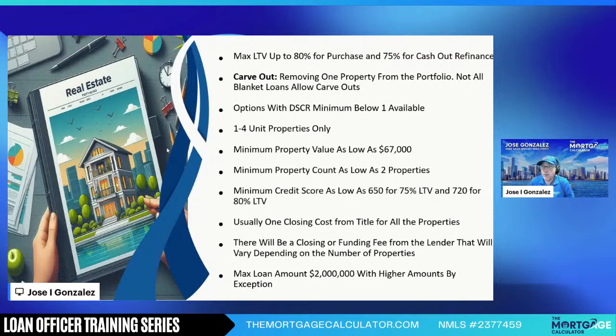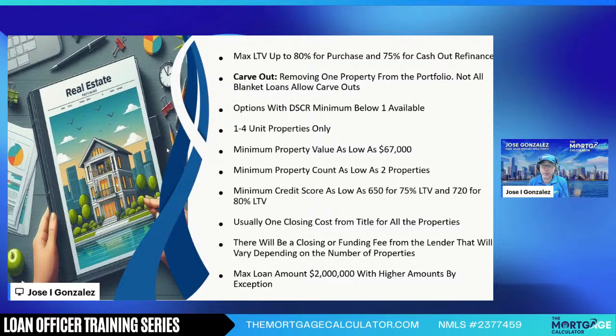Now, one of the nice points to consider with the blanket loan is that usually you're only going to have one closing cost from title for the loan, right? Now, they may adjust that closing cost if it's a blanket loan with 10 or 15 properties, but usually only one closing or settlement cost, as we like to call it. But do please note that there will be a closing or a funding fee from the lender that will vary depending on the number of properties.